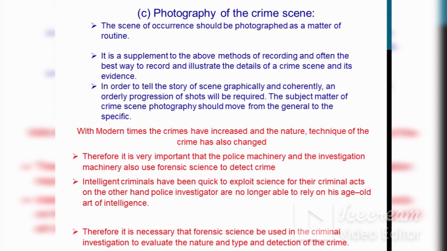With modern times, crimes have increased and the nature and technique of crime has also changed. Therefore, it is very important that the police machinery and the investigation machinery also use forensic science to detect crime. Intelligent criminals have been quick to exploit science for their criminal acts. On the other hand, police investigators are no longer able to rely on the age old art of intelligence. Therefore, it is necessary that forensic science be used in criminal investigation to elevate the nature, type and detection of the crime.